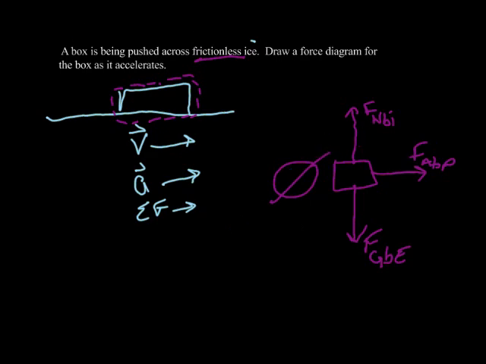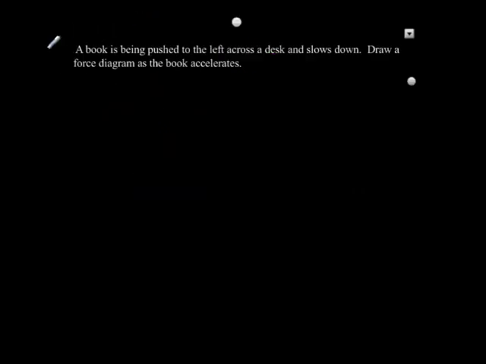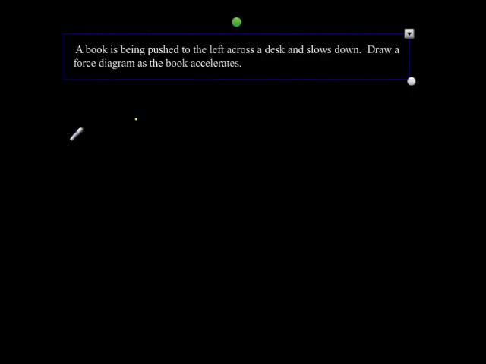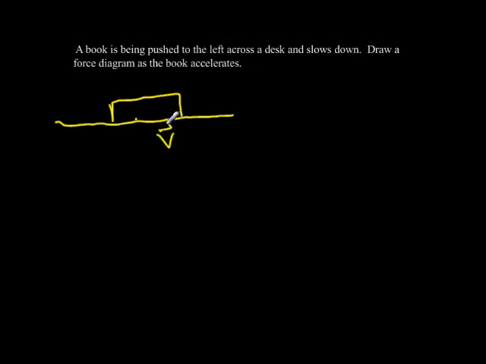Let's look at one more. We've looked at two situations of speeding up. Let's look at what happens when we slow down. So remember that slowing down indicates that the velocity, so the book now is being pushed to the left. That means my acceleration needs to be in this direction, opposite that, because I'm slowing down. And that means this is also going to be my net force.